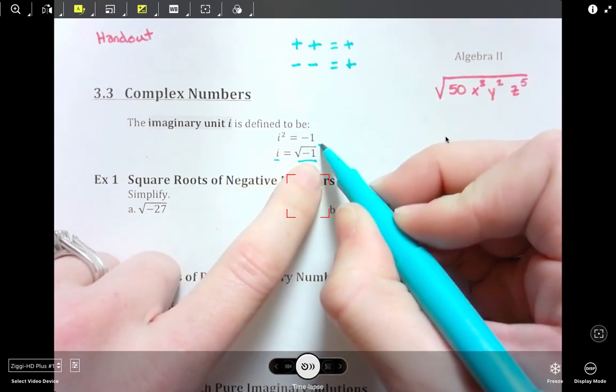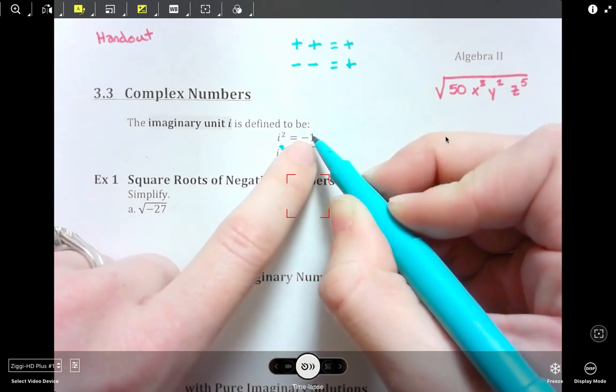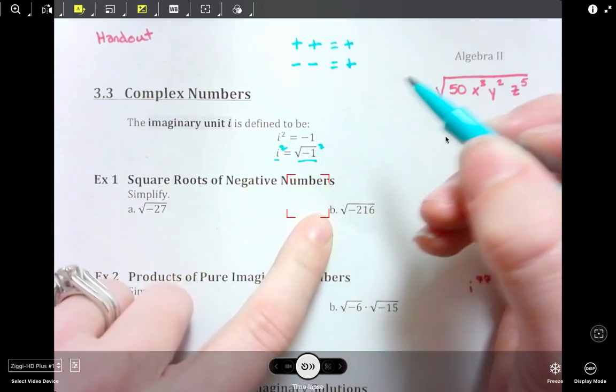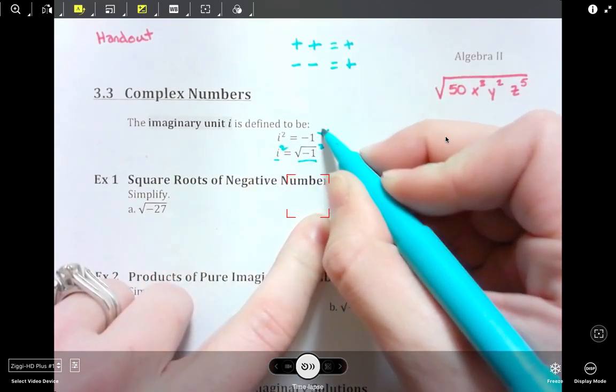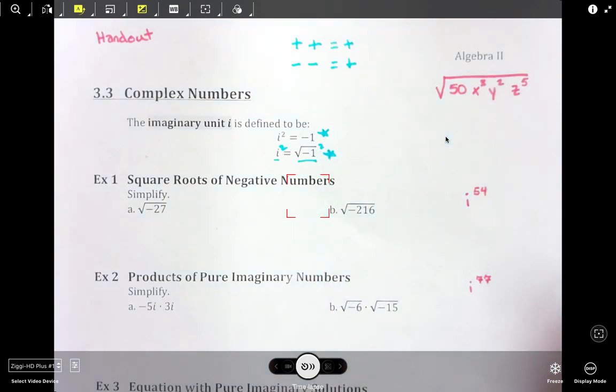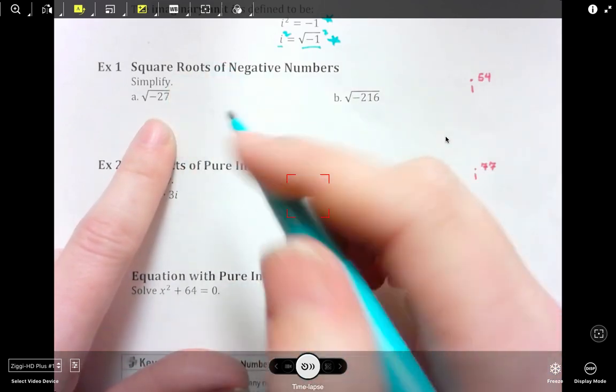Now, if I square both sides of that, the square root and the square will cancel each other out to make just -1. So i squared is equal to -1. So these two things, make sure you remember: i is the square root of -1 and i squared is just -1. Okay? So let's go down here into example 1 and I'll show you how these break down.